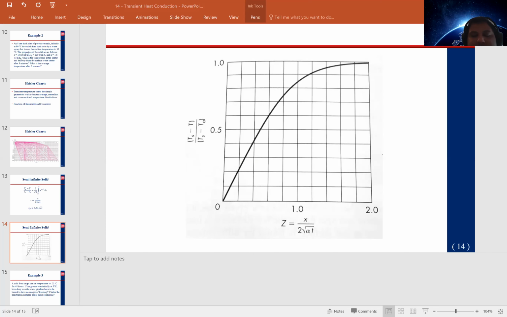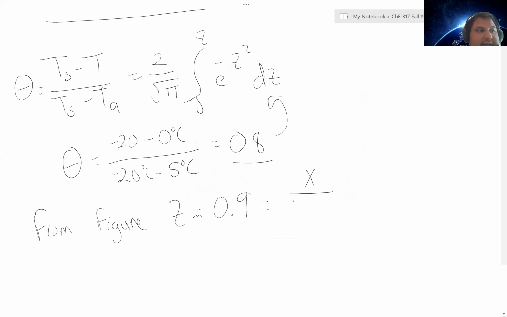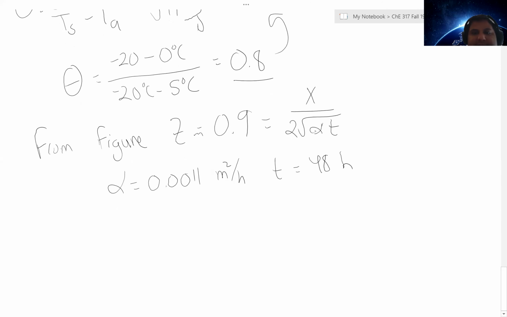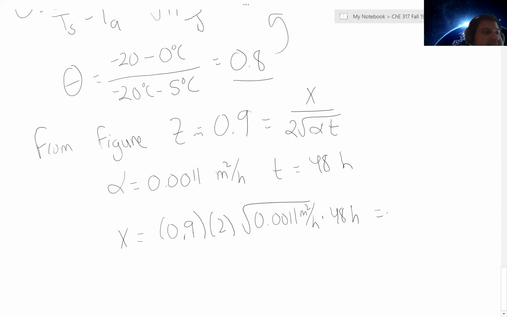So from my figure, z is approximately 0.9, which equals, as I've stated earlier, x over 2 times the square root of alpha times t. Alpha, I gave you as 0.0011 meter squared per hour. T was 48 hours. Therefore, x equals z, which is 0.9, times 2 times the square root of alpha, 0.0011 meter squared per hour, times t, which is 48 hours, which gives you a depth of about 0.42 meters.